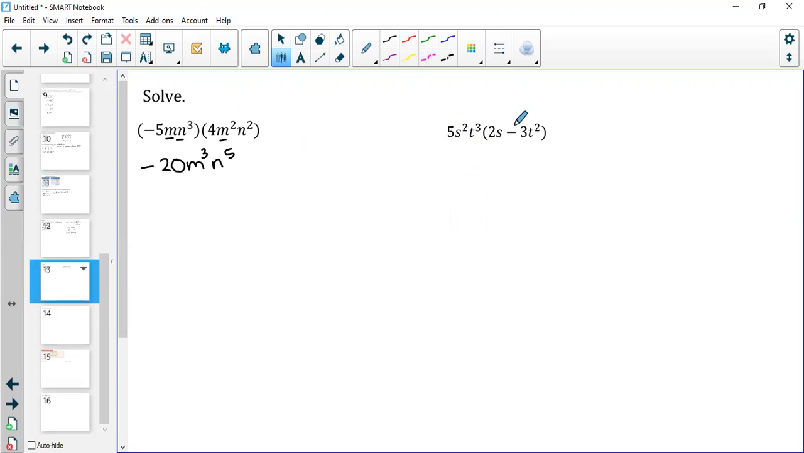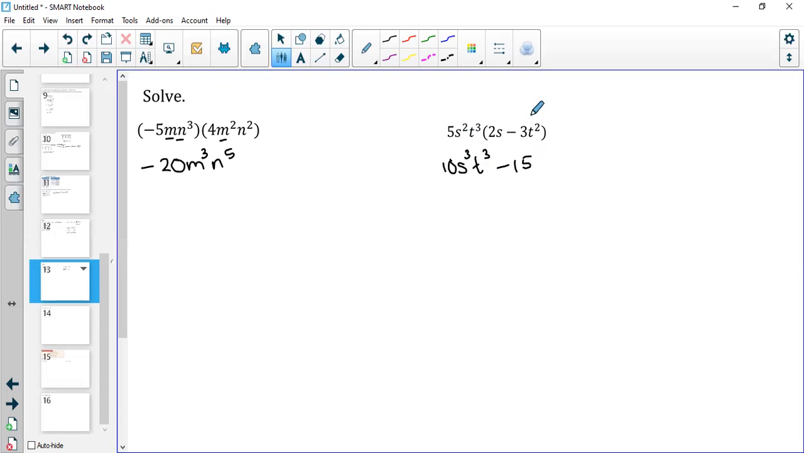Okay, let's go to this. Now there are two terms inside the parenthesis, which means you will multiply this first with 2s and again this with negative 3t squared. So first multiply the numbers, that is going to give you a 10. 5 multiplied by 2 is 10. s squared multiplied by s is going to give you s cubed, because the power here is 1, but we don't write the 1. So 2 plus 1 is 3. There's nothing to do with the t, so just leave the t cubed by itself. Put the negative sign, because 5 multiplied by negative 3 is going to give you a negative 15.